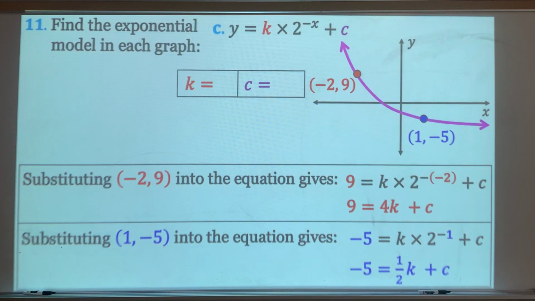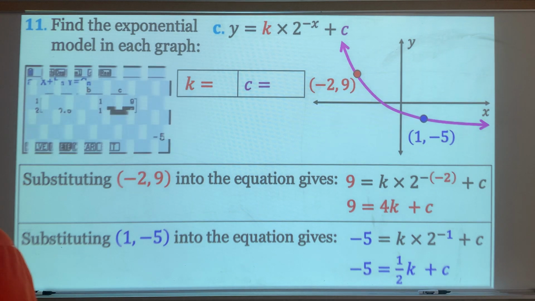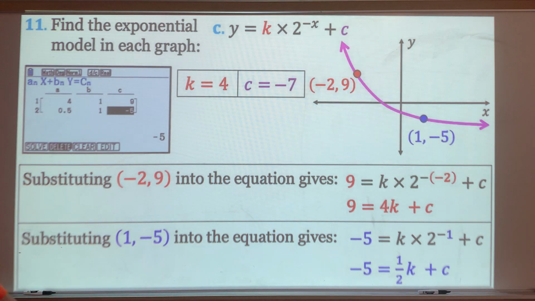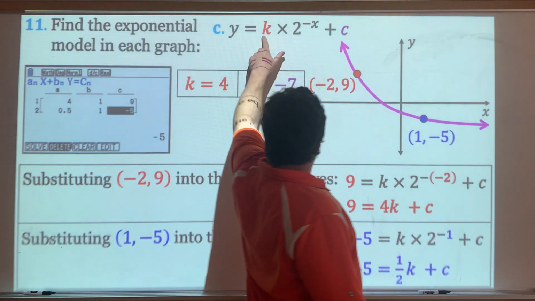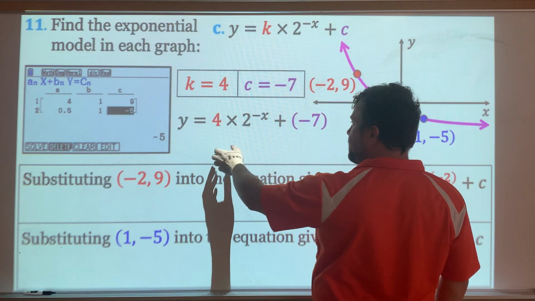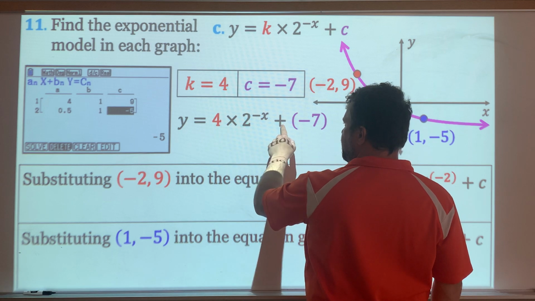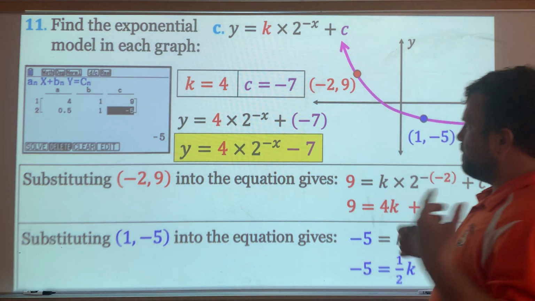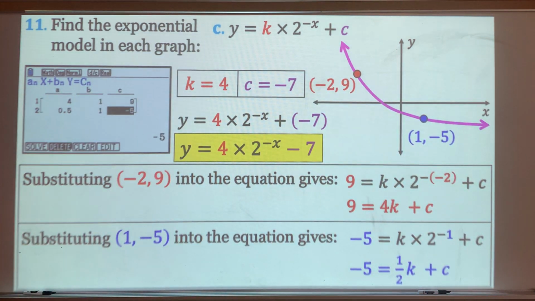All right, so let's go check to see if my answer is right. Plug all that stuff into my calculator. 4, negative 7 is indeed correct. Y equals 4 times 2 to the negative x plus a negative 7. Only difference here is this stays like this. Instead of putting plus negative, just make it 4 times 2 to the negative x minus 7. All right, now we're done. We're done with problem 11.